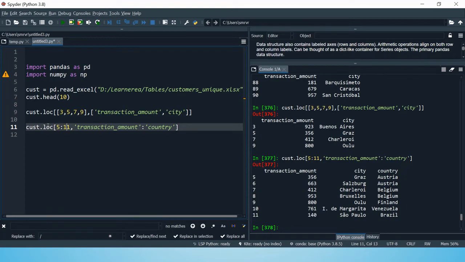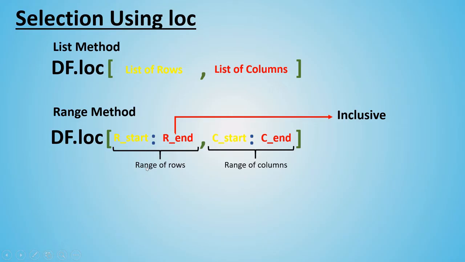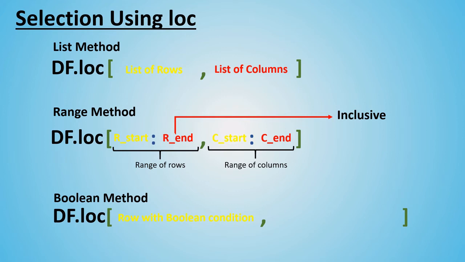Let's see what next do we have. The next method which we're gonna try is the Boolean method. What is that? Let's try to understand. To do that, we just need to put df.loc, start the square bracket, put a comma in between, and at the left side you're gonna put the rows. So here we will put rows with a Boolean condition.